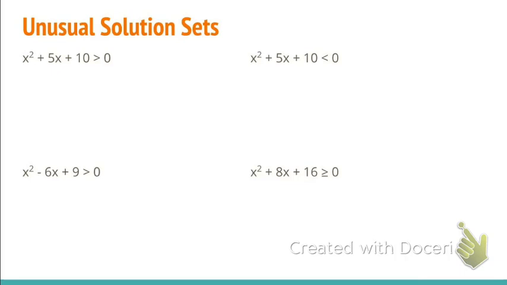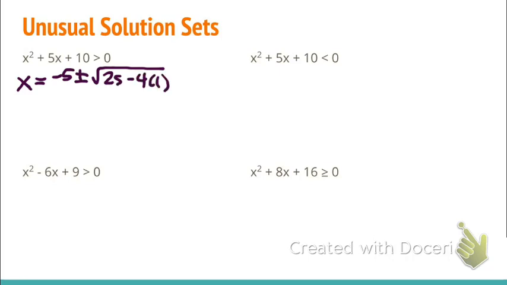Now, if we did that, so if we try to find the x values that made this expression x squared plus 5x plus 10 equal to 0, if you can't factor it, you have to do the quadratic formula. So we get x is equal to the opposite of b plus or minus the square root of b squared minus 4 times a times c. Now right away over 2a.